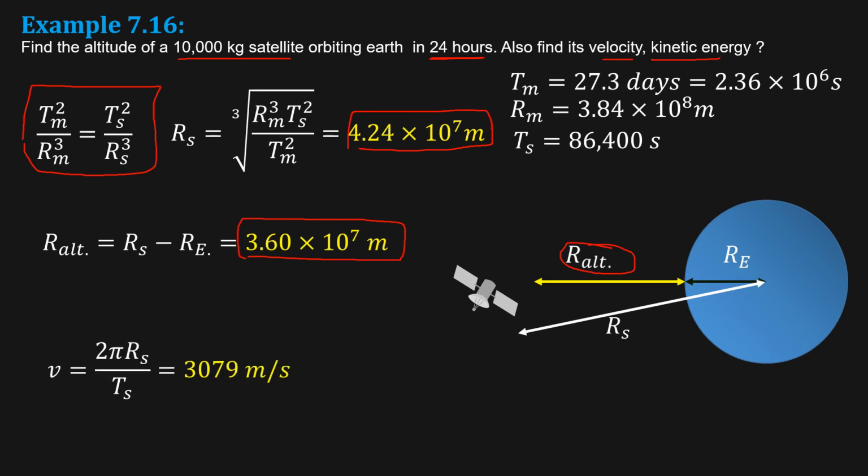So what about the velocity? Well, for the velocity, we can use 2 pi R of S divided by the period of the satellite. Okay, and that gives us 3,079 meters per second. And then kinetic energy, we can find by using the kinetic energy equation. That gives us 4.74 times 10 to the 10th joules. Okay, and so that ends chapter 7, part 2. It's basically on gravity, Newton's laws of gravity, and Kepler's third law.